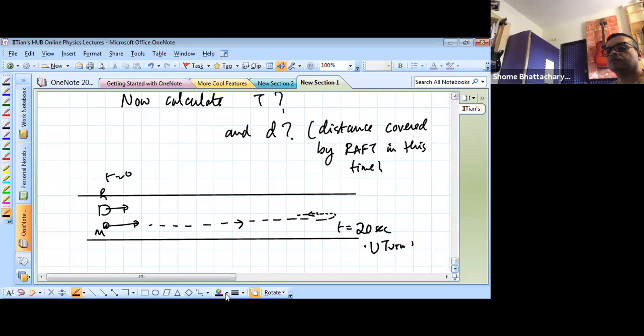And by then, the raft has reached here. And the motorboat again crosses like this while the raft is moving like this. This is at some time capital T. Okay. And this distance is D. So these are the two things that we calculate.